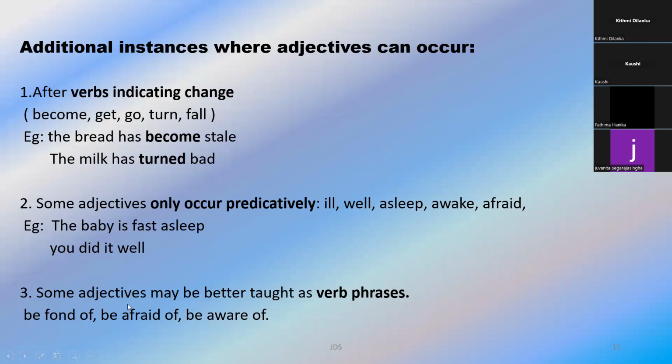The next thing, adjectives. Some adjectives may be better taught as verb phrases. So there are some adjectives that can appear as verb phrases. Be aware, be afraid of, right? So as a phrase, this performs the function of an adjective.